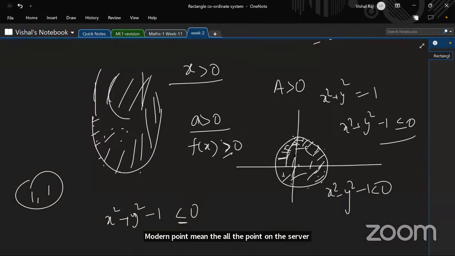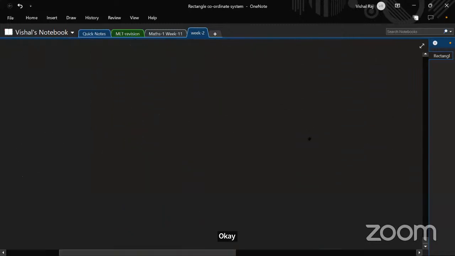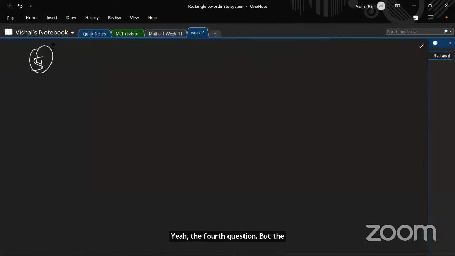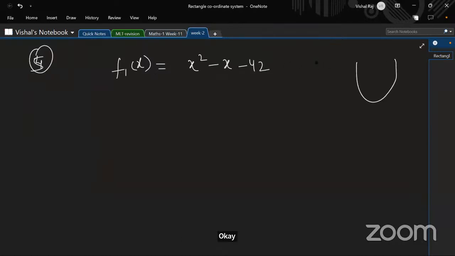Okay, is this clear? Yes, sir. Now we can come to the question, the fifth one, I guess. Here, for the function f1(x), tell me the function. x square minus x minus 42. And here this is going upward, right? Yes. Okay, so what is the vertex for this?